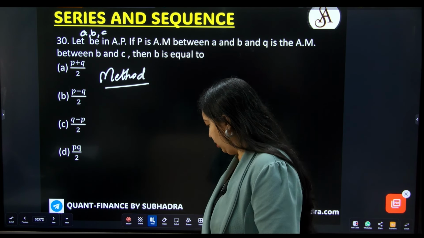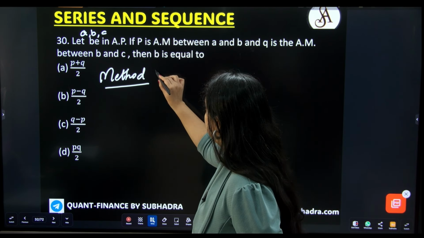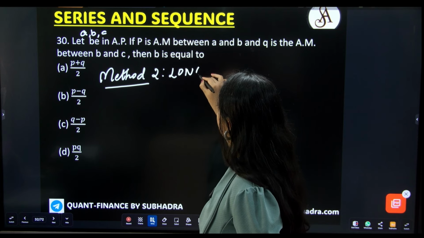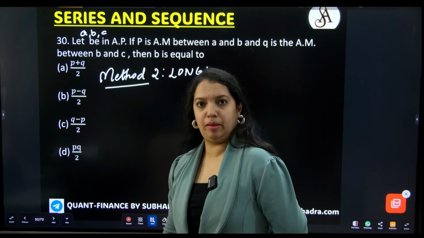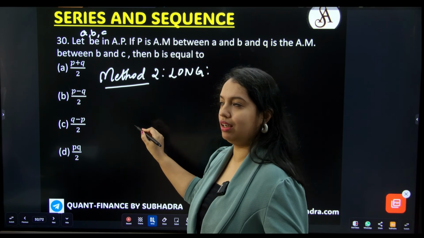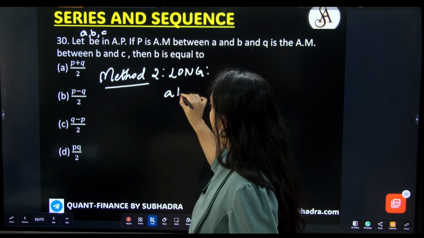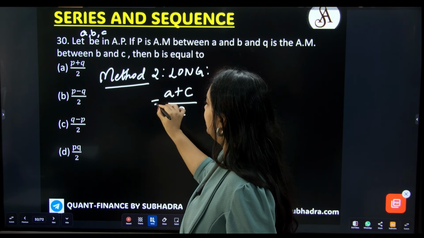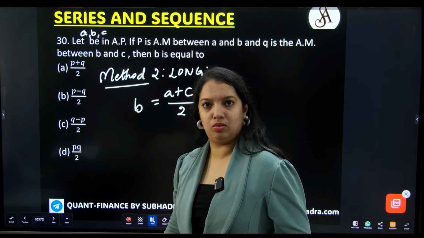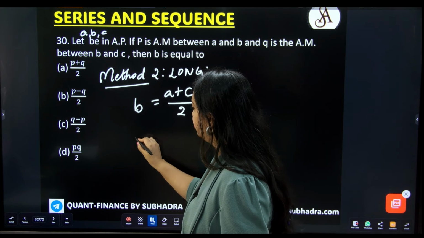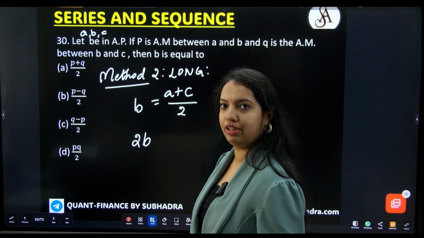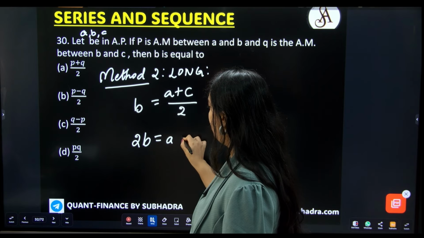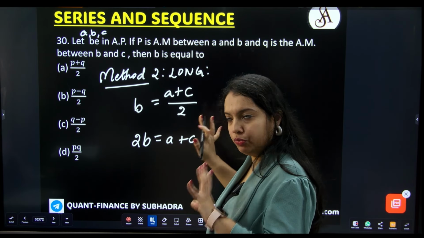The second is the long technical method. A, B, C are in AP. I know if A, B, C are in AP, then A plus C divided by 2 is the arithmetic mean, which is the B value. This is our first point. So what happens if I multiply this 2 to the left hand side? It will become 2B is equal to A plus C. Remember this. We will stop it here.